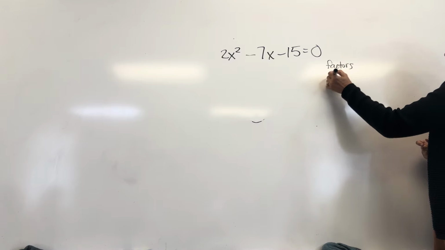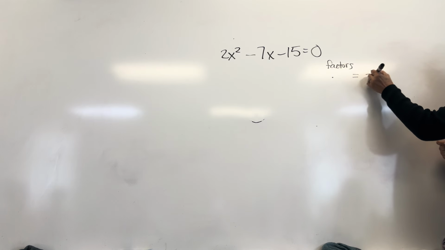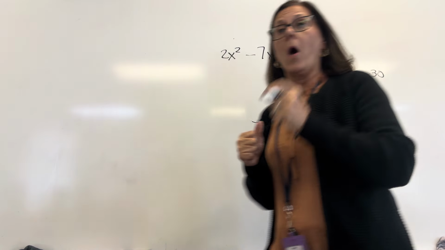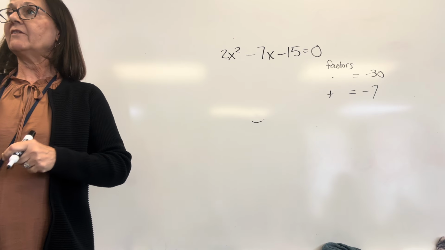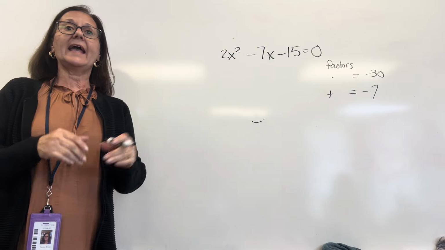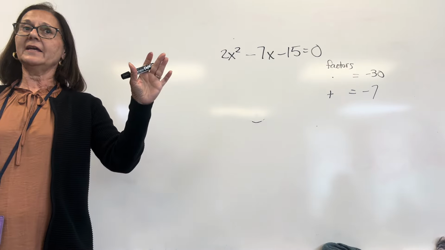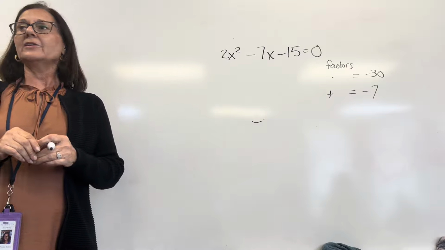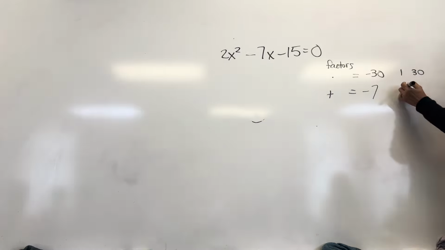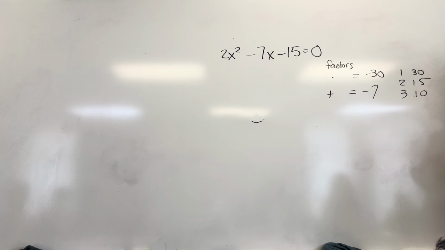What's a times c? Negative 30, such that I add them and the result is what? Negative 7. So everybody think, what two numbers multiplied gives me negative 30, but added gives me negative 7. Okay, everybody think. Okay, here's the hard part. Guys, you just start. It's 1 times 30. 2 times, just start. 3 times 10. Well, that's it. It's 3 and 10.